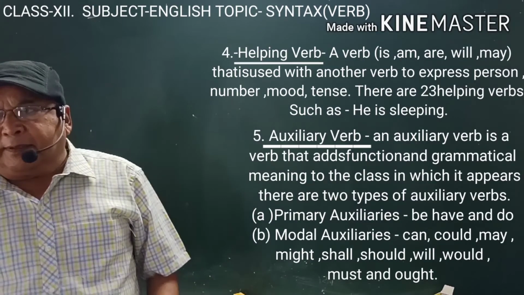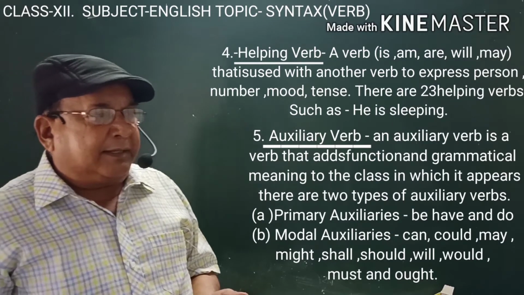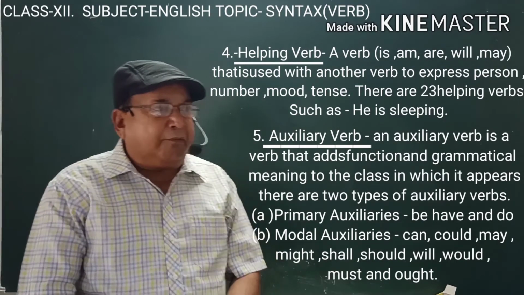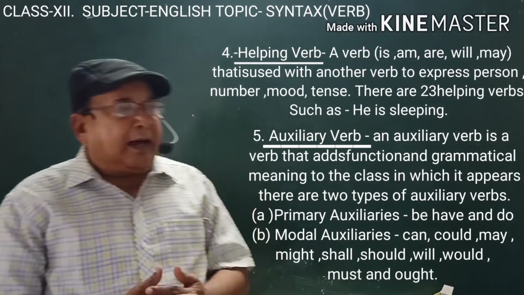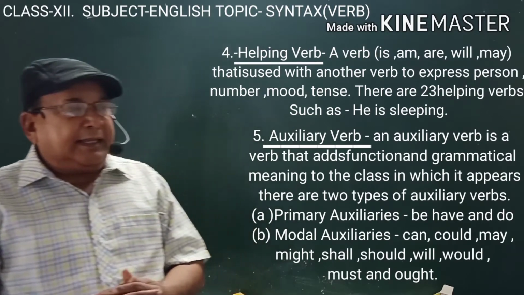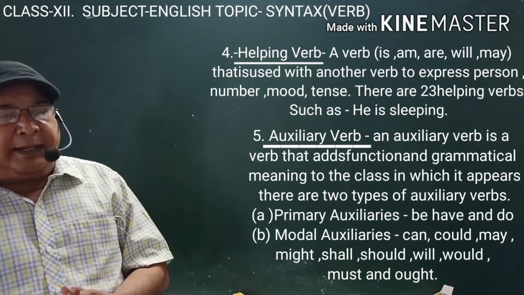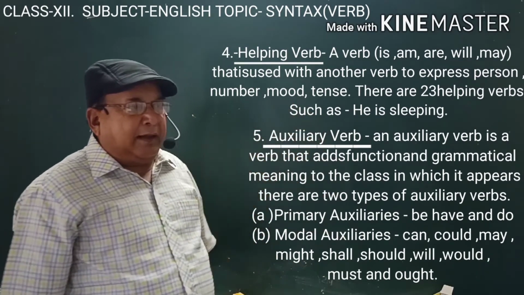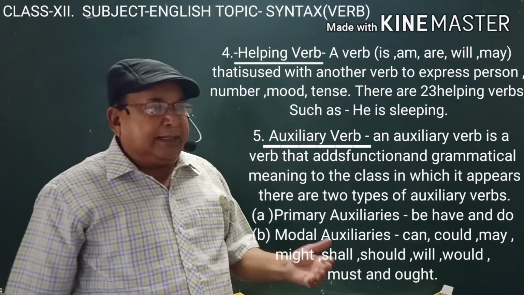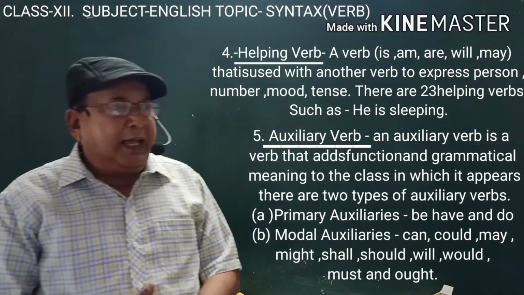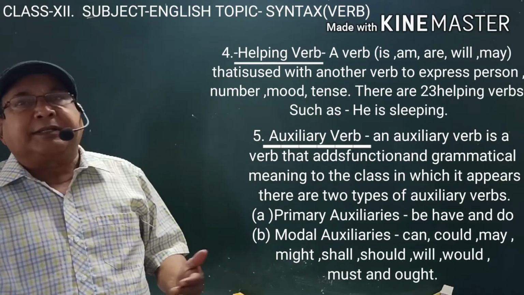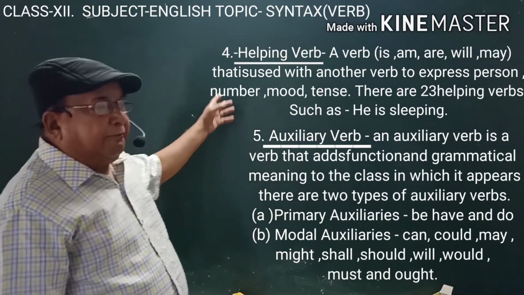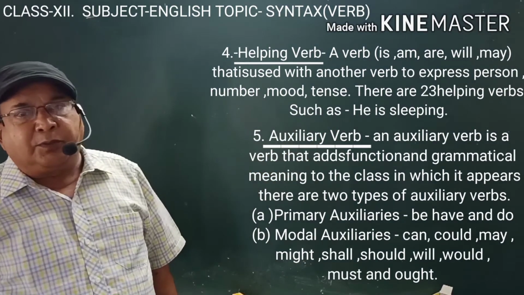Now we come to another type of verb, that is auxiliary verb. An auxiliary verb is a verb that adds functional and grammatical meaning to the clause in which it appears. There are two types of auxiliary verb. One is primary auxiliary, another is modal auxiliaries. In primary auxiliaries, we can use be, have, and do, does, etc. And in modal auxiliary, we use can, could, may, might, shall, should, will, would, must, and ought. So this is the example of types of verb.